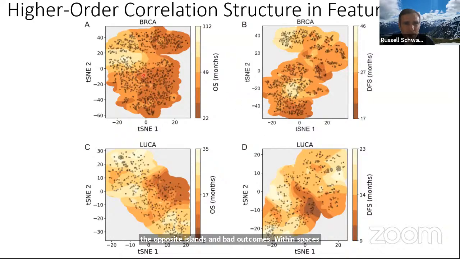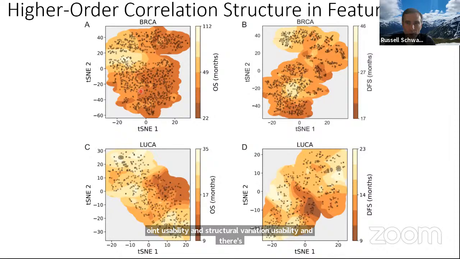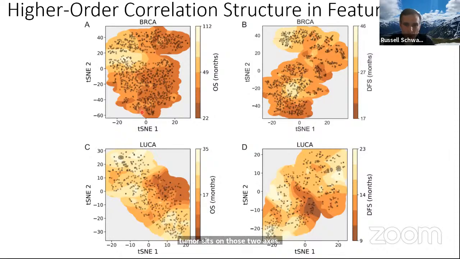But at least to a first approximation, it does appear that probably we're seeing these same two axes of features here, more or less point mutability and structural variation mutability. And there's a lot of information just in knowing where a tumor sits on those two axes. And that's not so surprising. It's been known for a long time.